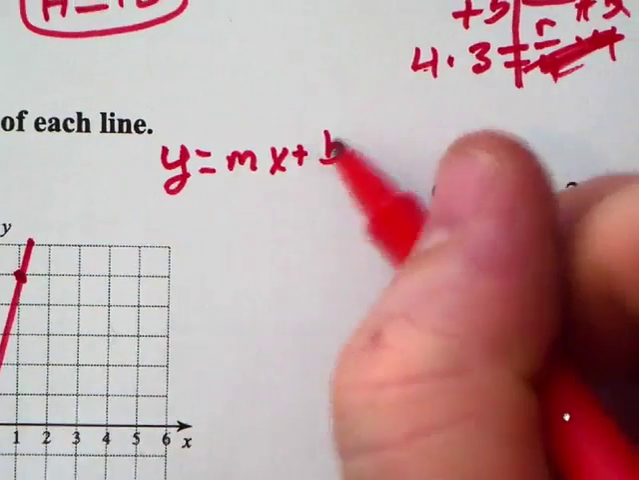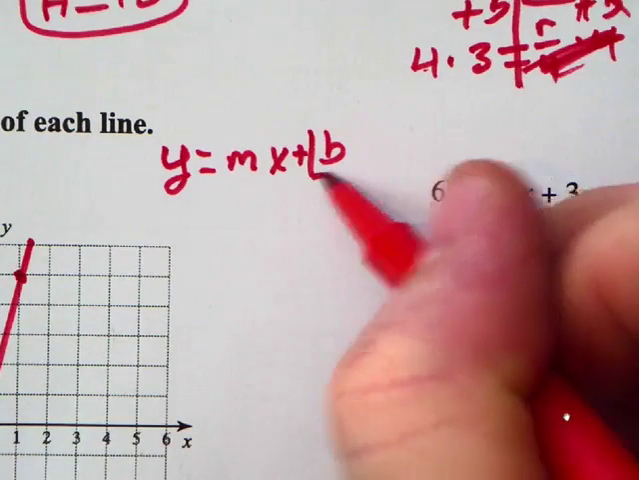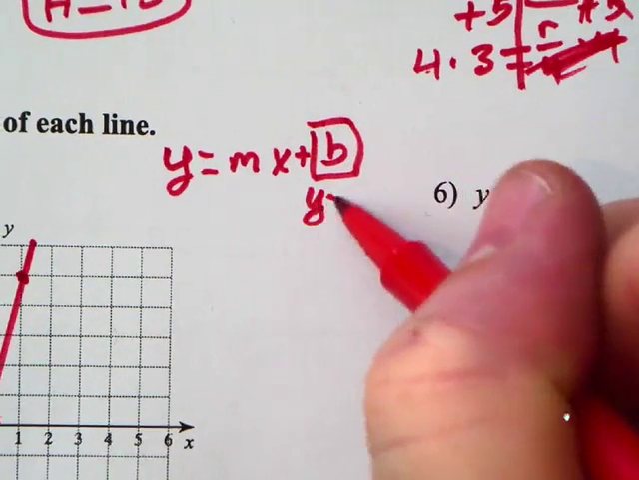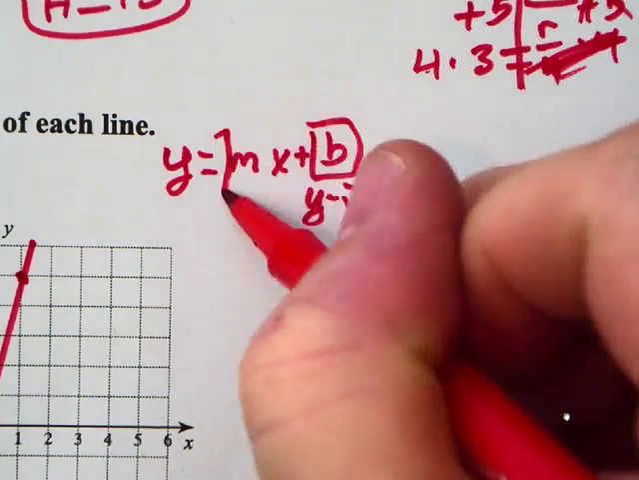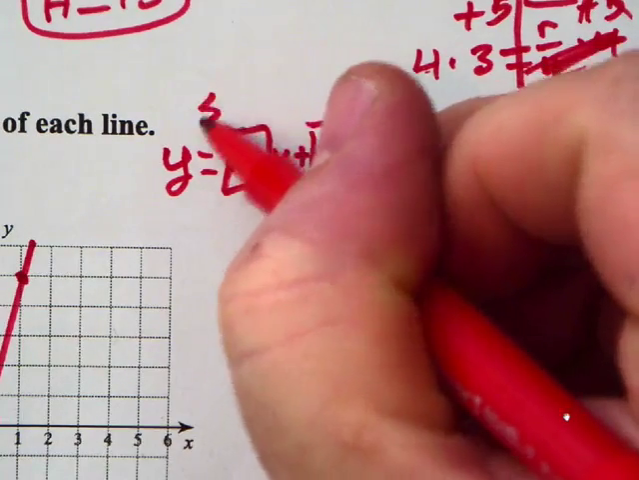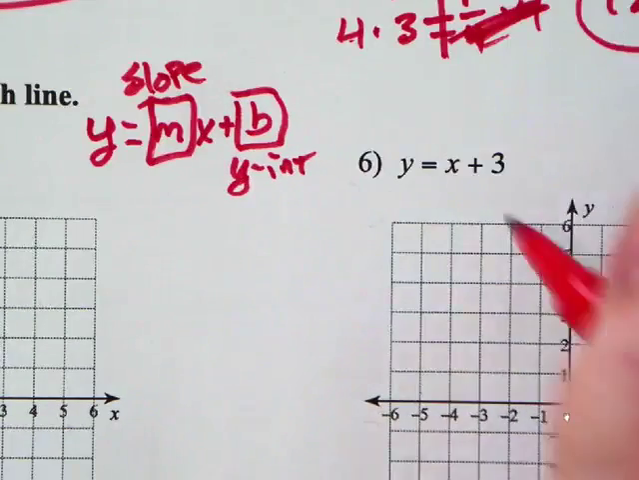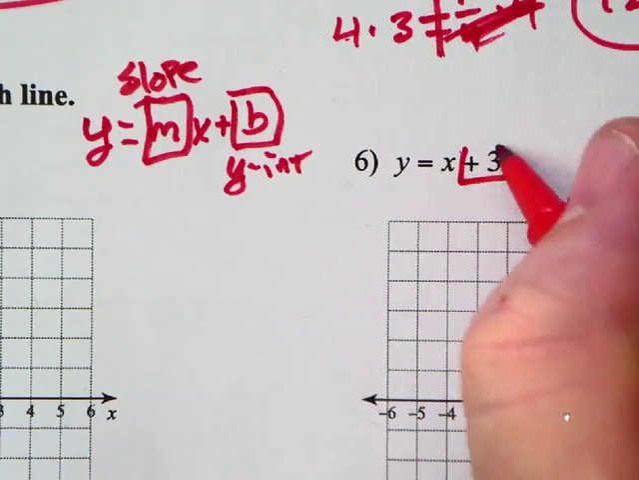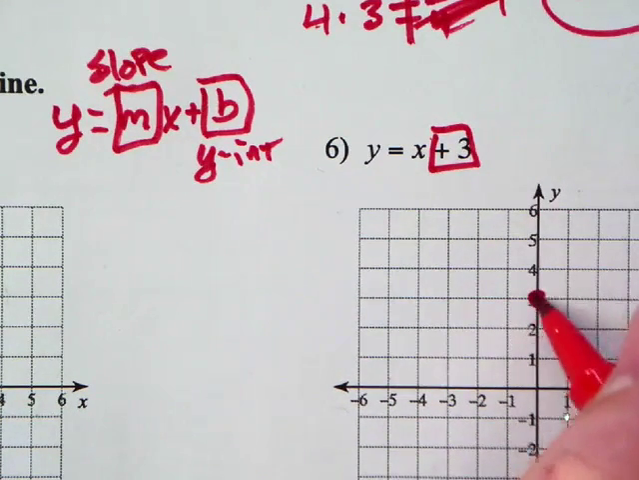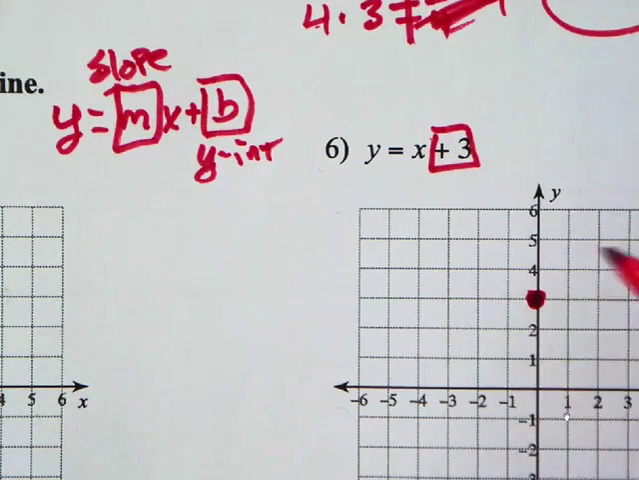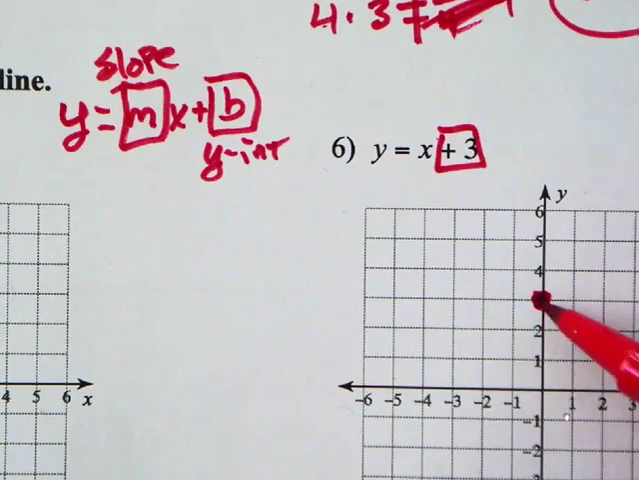Remember, y equals mx plus b. The plus b right here is the y-intercept. And the m is the slope. Okay. Well, which one's our y-intercept? Right here, positive 3. So we're going to go up and draw a dot right there on the y-axis at positive 3.